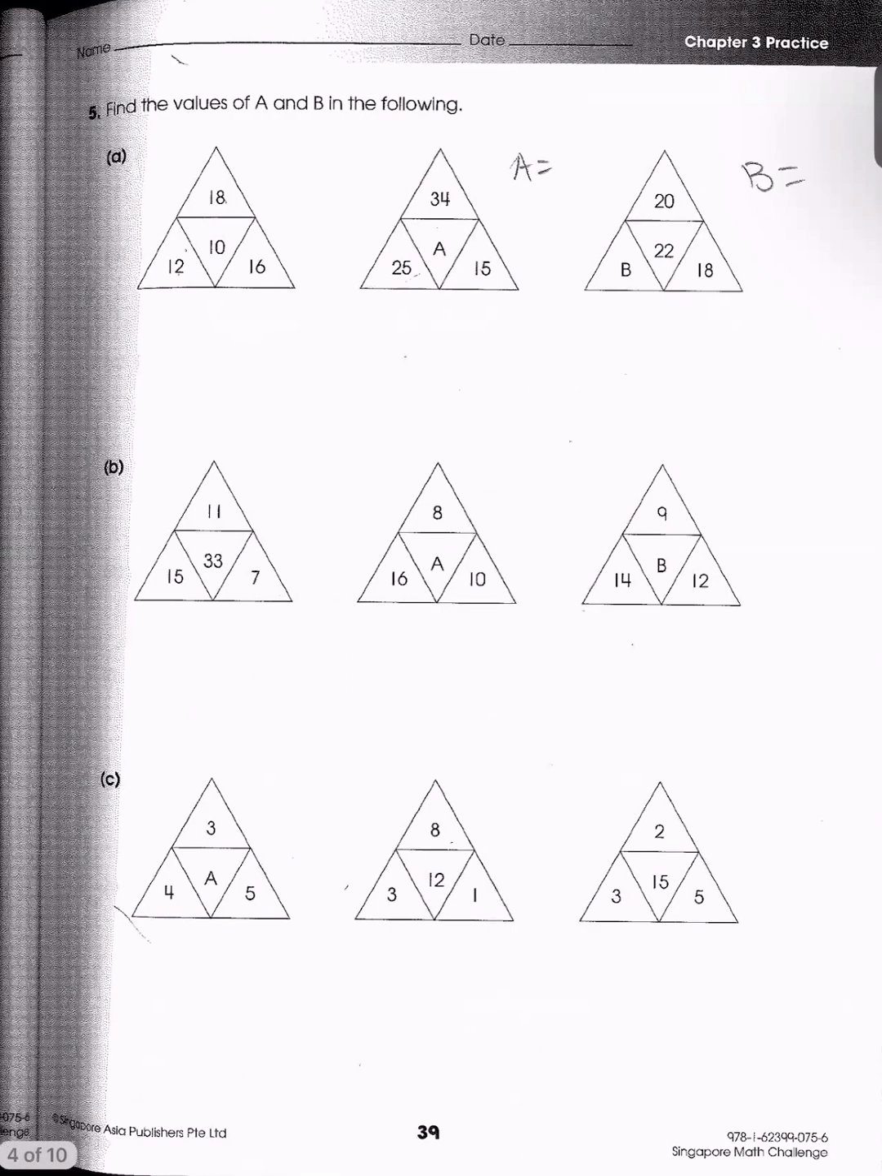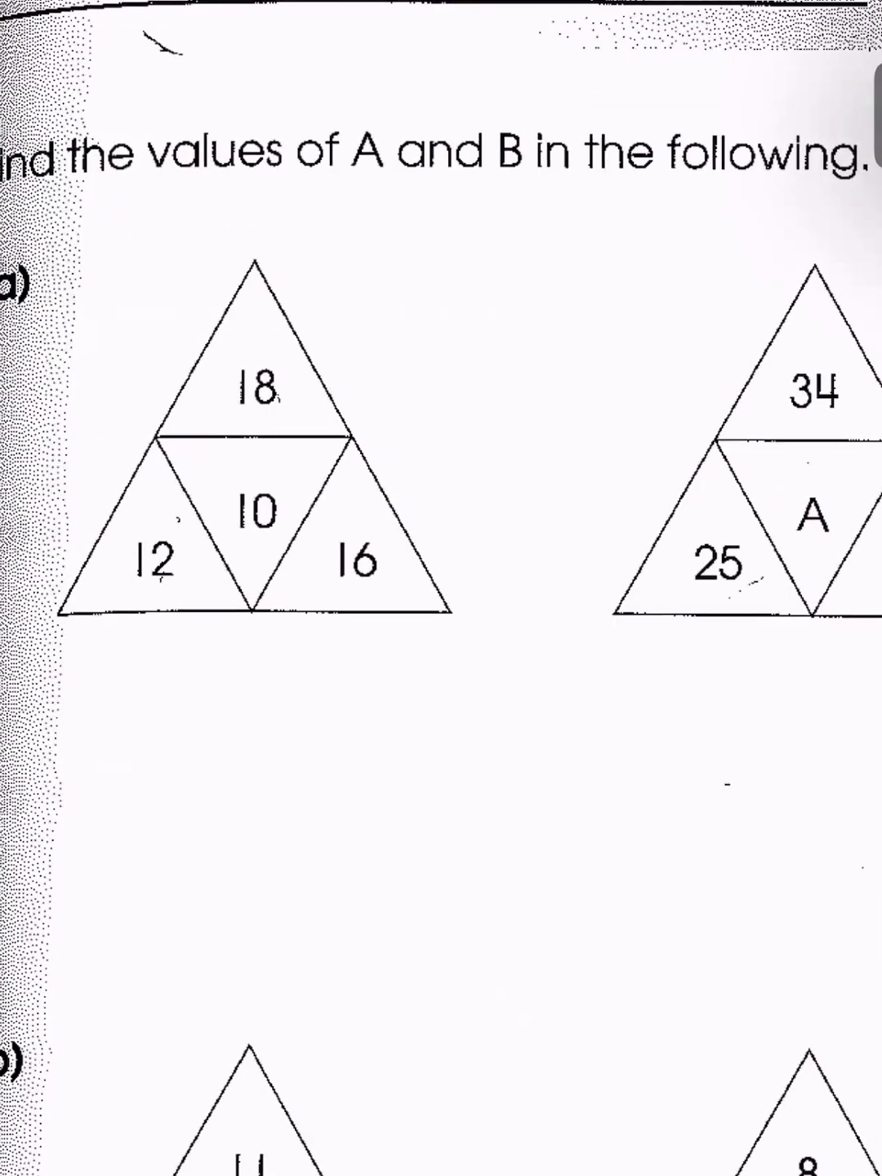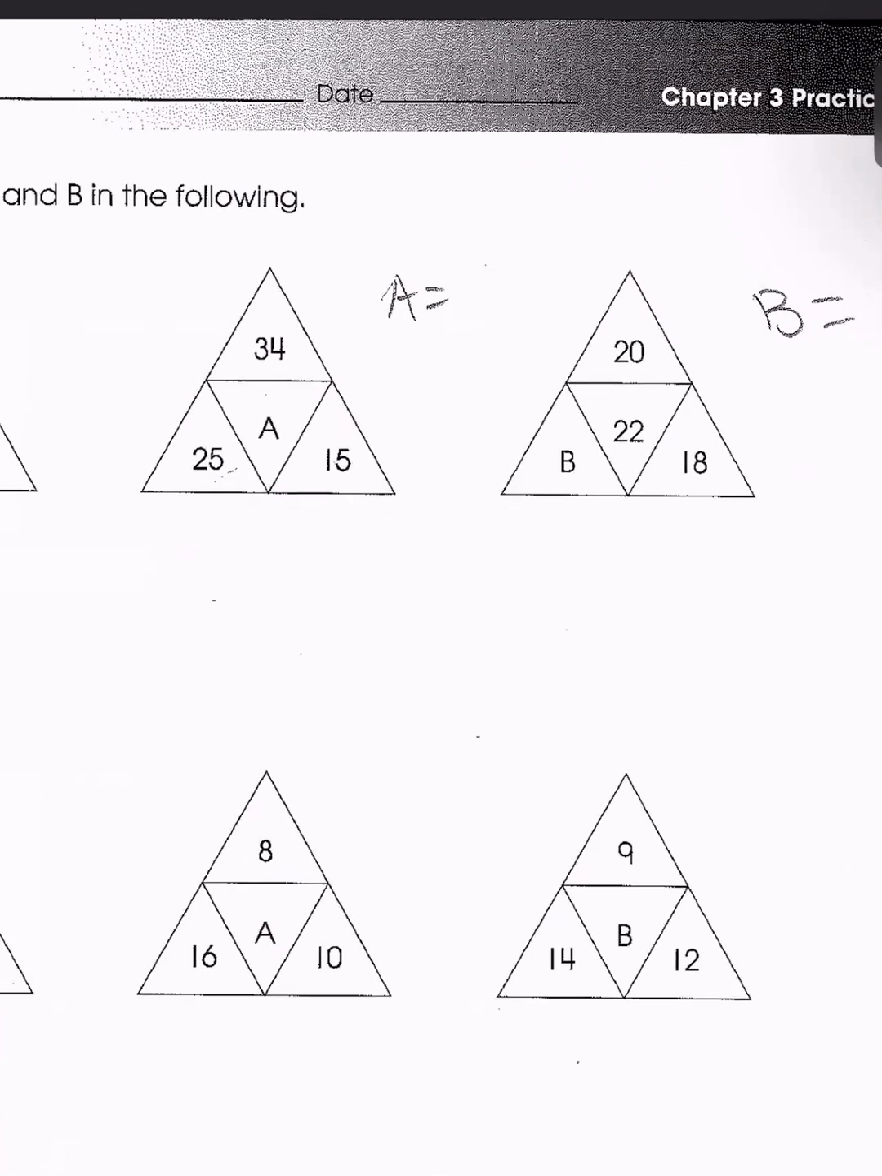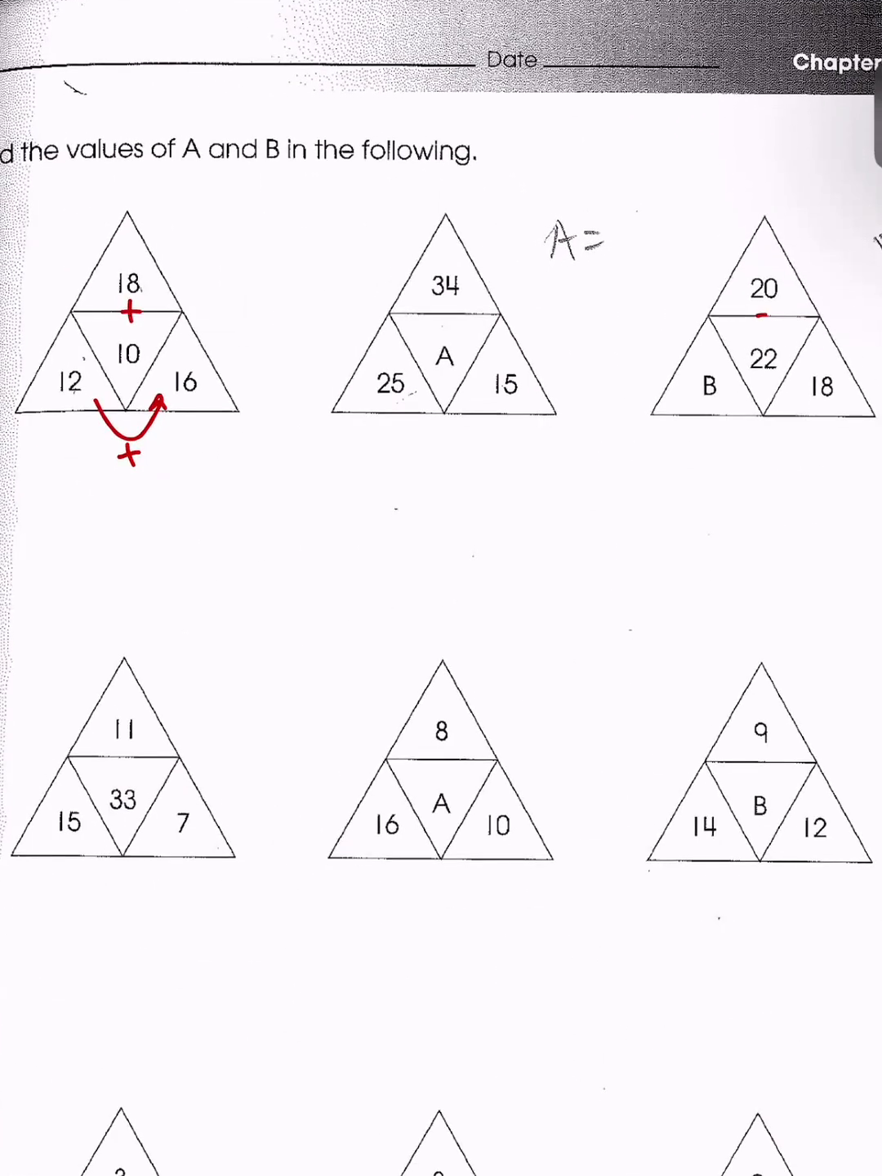So for A, 10 plus 18 is equal to 12 plus 16, right? So these two added together, 10 plus 18, so that's 28, that's equal to these two added together. Now let's check if that also works in our other problem. So we have 20 plus 22, but we cannot check.